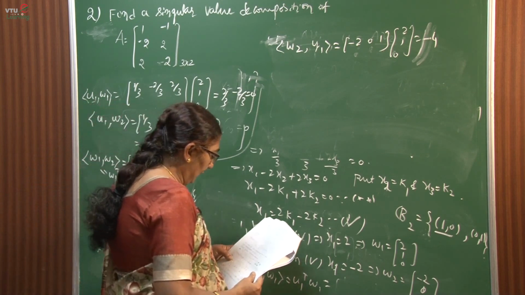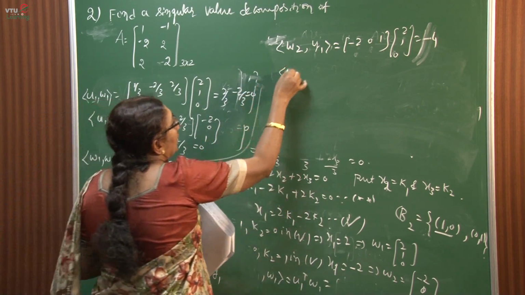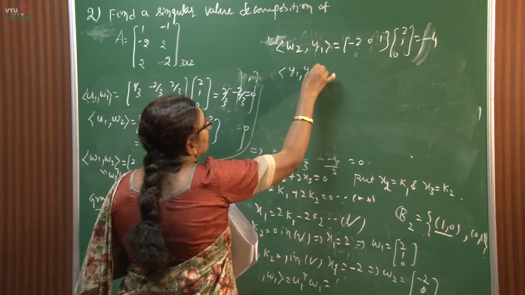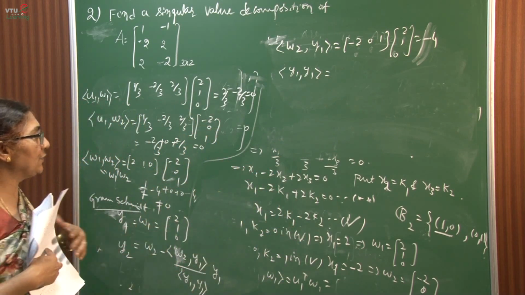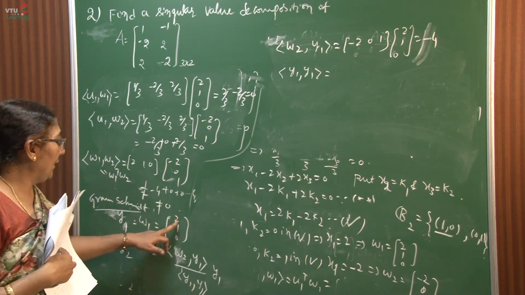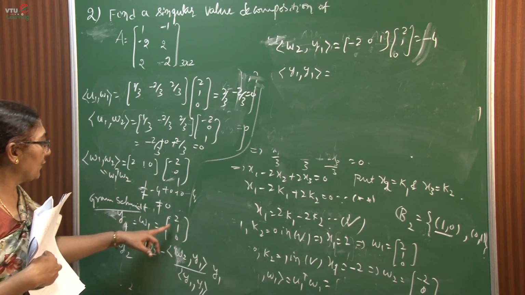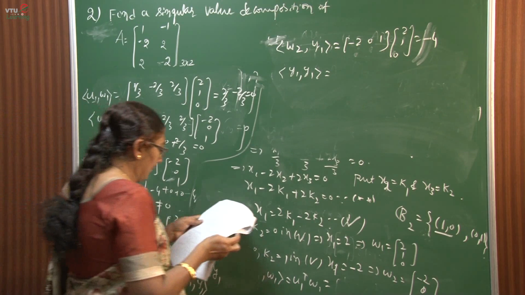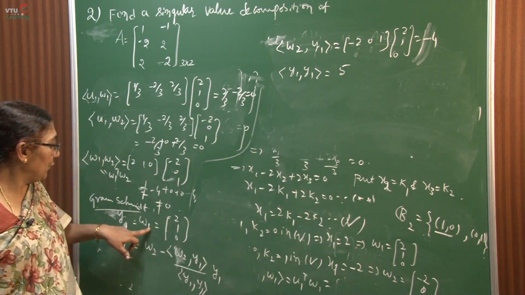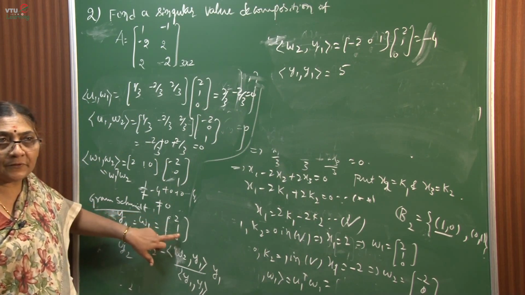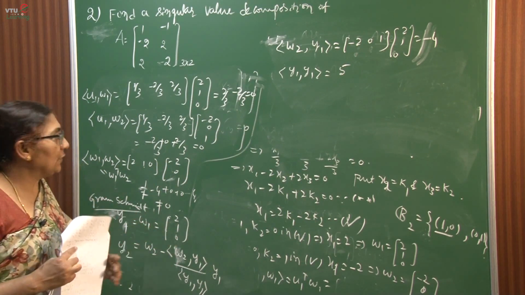Once we get minus 4, next you find the inner product of Y1 comma Y1, which is Y1 transpose Y1. Just take the square of each value: 2 square plus 1 square plus 0 square. We get 4 plus 1 plus 0, which is 5.